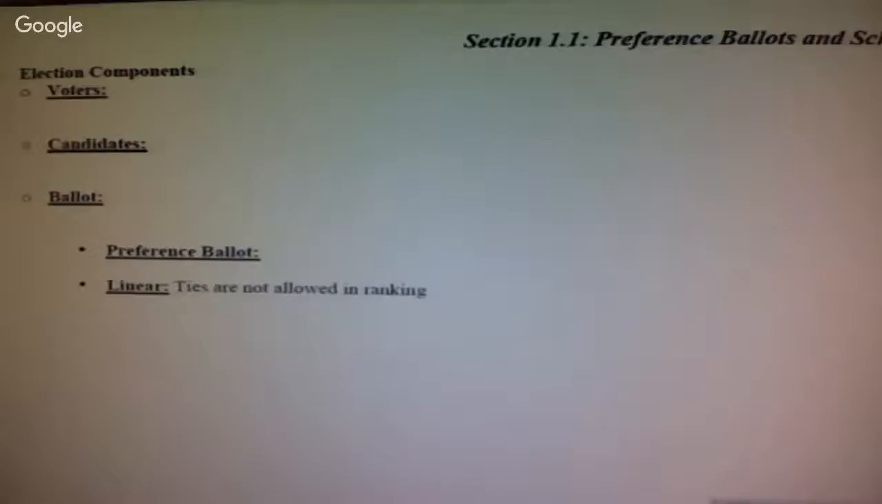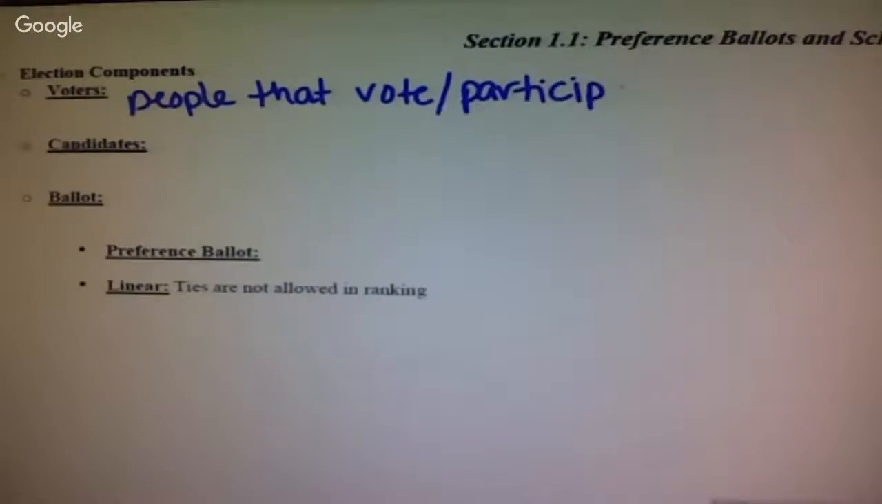First off, we need voters. What are voters? People. These are the people that vote or participate. Okay. You need people to give you their opinion.